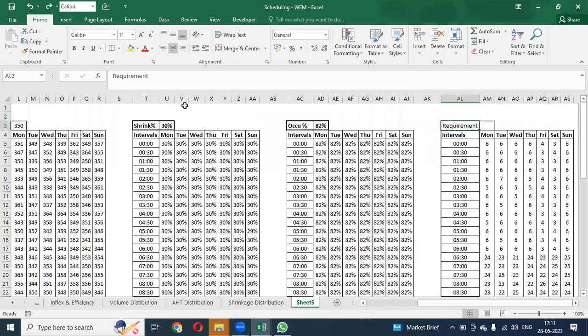So far everything is clear, I hope. Yeah, Chandra, all good. This is without shrinkage, right? Yeah, this is without shrinkage. I'm not going to take the shrinkage in the requirement. I will apply the shrinkage in the schedule because we are creating the schedule here. Okay, this is my requirement.